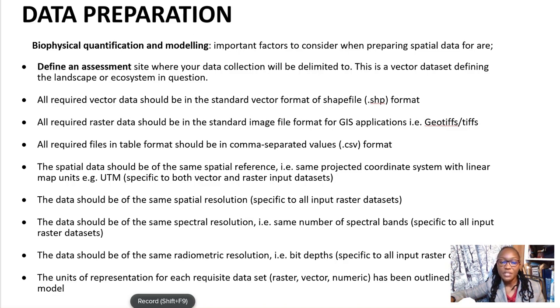The data should be of the same spatial resolution. The data should be of the same spectral resolution, you understand, so that you do not end up having different spatial resolutions or spectral resolution that may affect the output that you intend to get from these tools. The data should be of the same radiometric resolution, bit depth, the unit of representation for each requisite dataset, the raster, the vector, or numeric has been outlined in the guideline for this model.